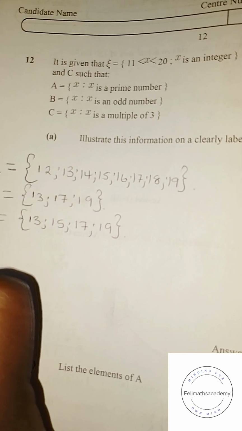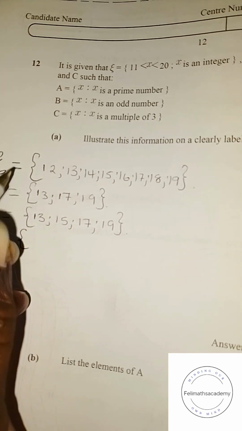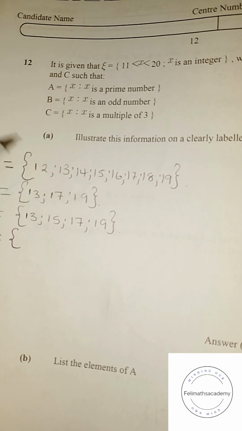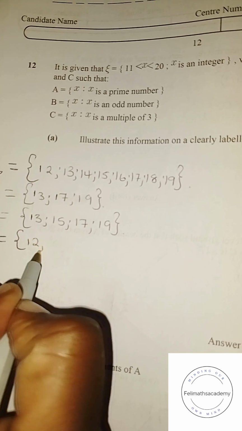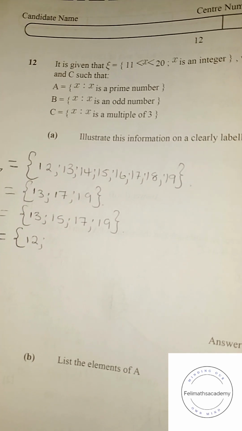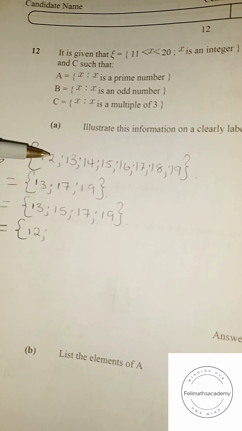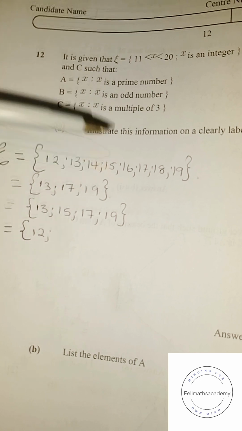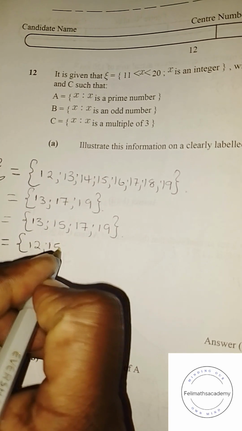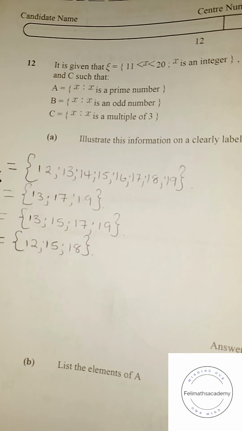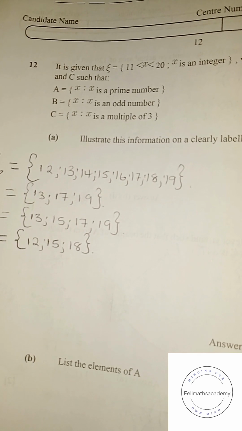Right, then we move on to C is equal to the set of x such that x is a multiple of 3. So multiples of 3, we have 12. Multiples of 3 are those numbers that are exactly divisible by 3. So we have 12, we have 15, and 18. Right, we are done with listing the elements there.